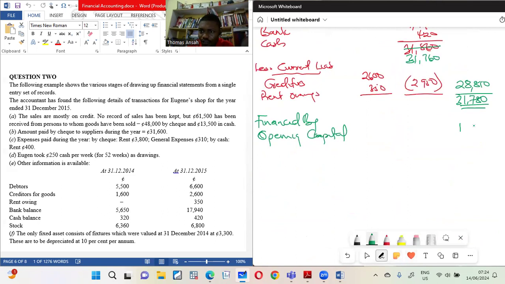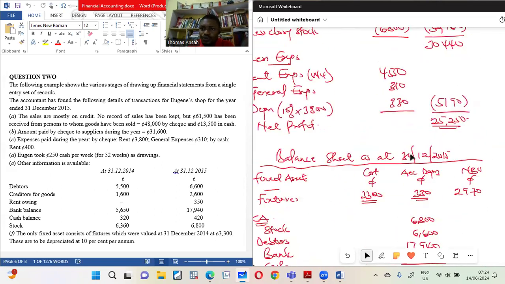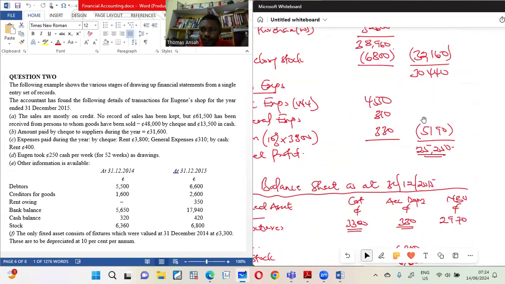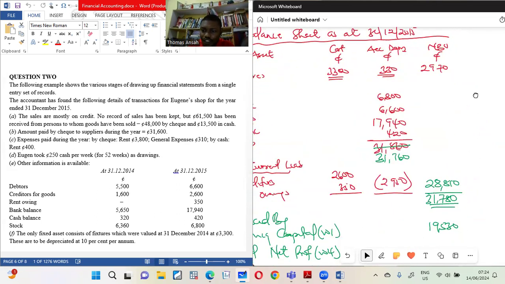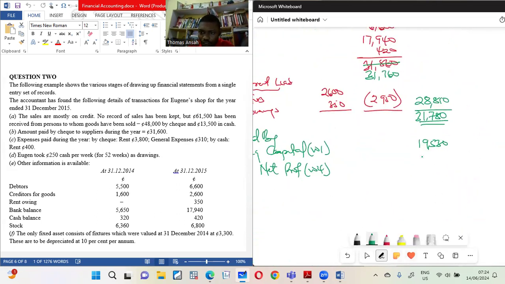So we have 19,530. Then you add the net profit that you found from step 4. This is coming from workings 1. The net profit that we have, which was our step 4, is 25,250. I can tell you that this 8 has come already. So that is what you do. When you add it up, how much do you have?